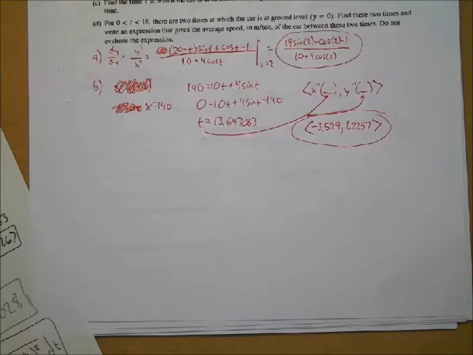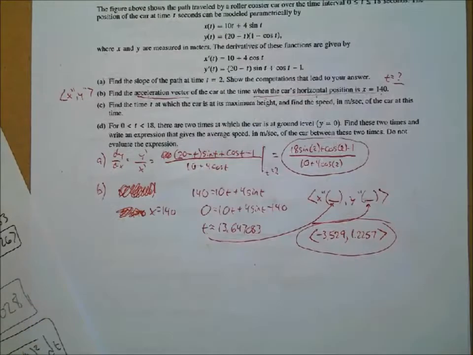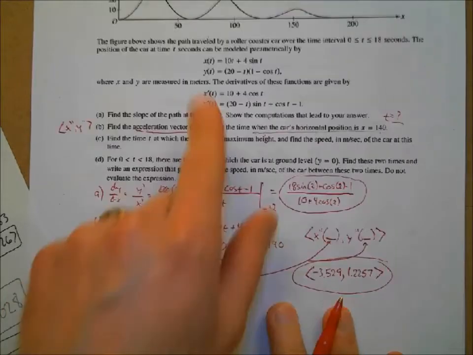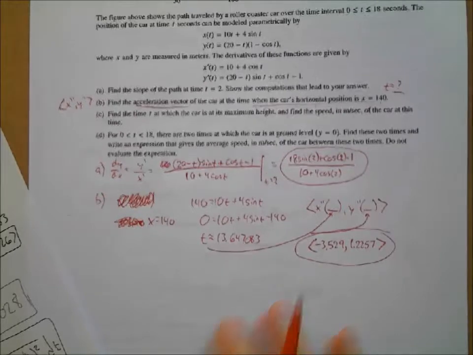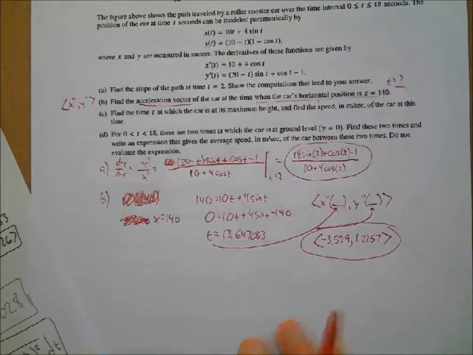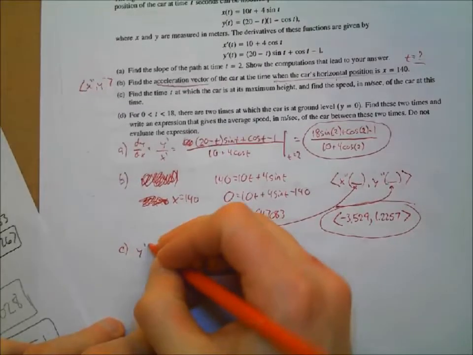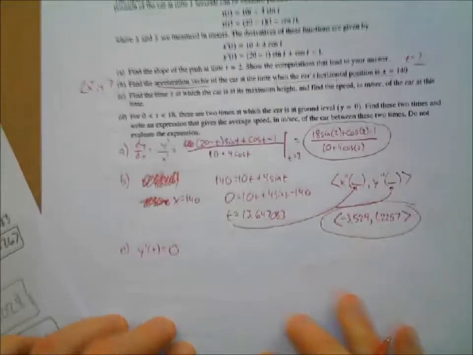Okay. Letter C, find the time t at which the car is at its maximum height, and find the speed then in meters per second of the car at this time. Okay, so if we're trying to find the car's maximum height, that means we want to maximize our y position, right? Our y component here. We're not really worried about the x component, just the y component. Okay, and so to find those maximums, we want to know when y prime of t is equal to 0.